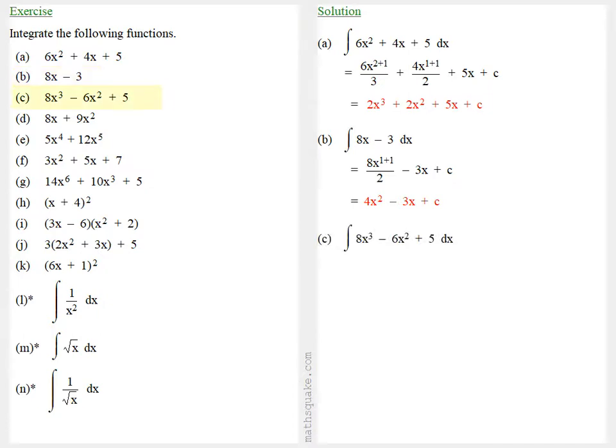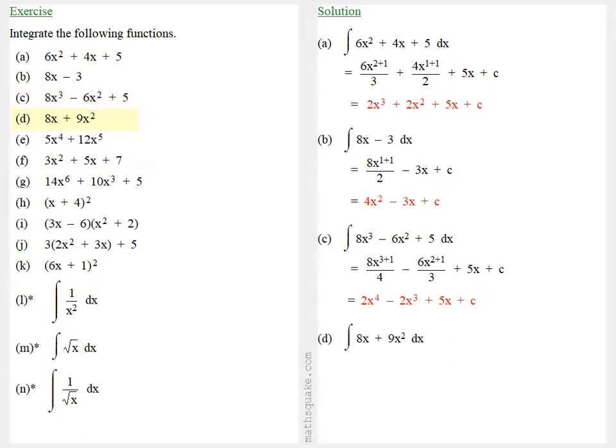And in question C, we've got the integral of 8x cubed minus 6x squared plus 5 dx. So 8x cubed becomes 8x to the 3 plus 1, or 8x to the power 4, all divided by 4. 6x squared, we add 1 to the power, so that's 6x cubed, and we divide by 3. 5 becomes 5x, and we add c. So that simplifies to 2x to the power 4 minus 2x cubed plus 5x plus c.